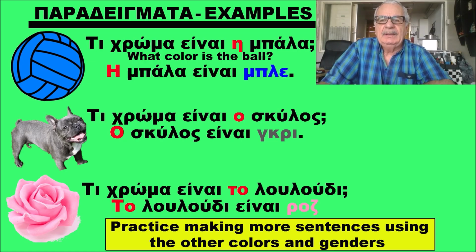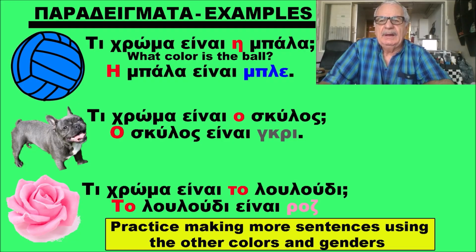Τι χρώμα είναι ο σκύλος? What color is the dog? Ο σκύλος είναι γκρι. Same again here. Practice with the color gray in all 3 genders.